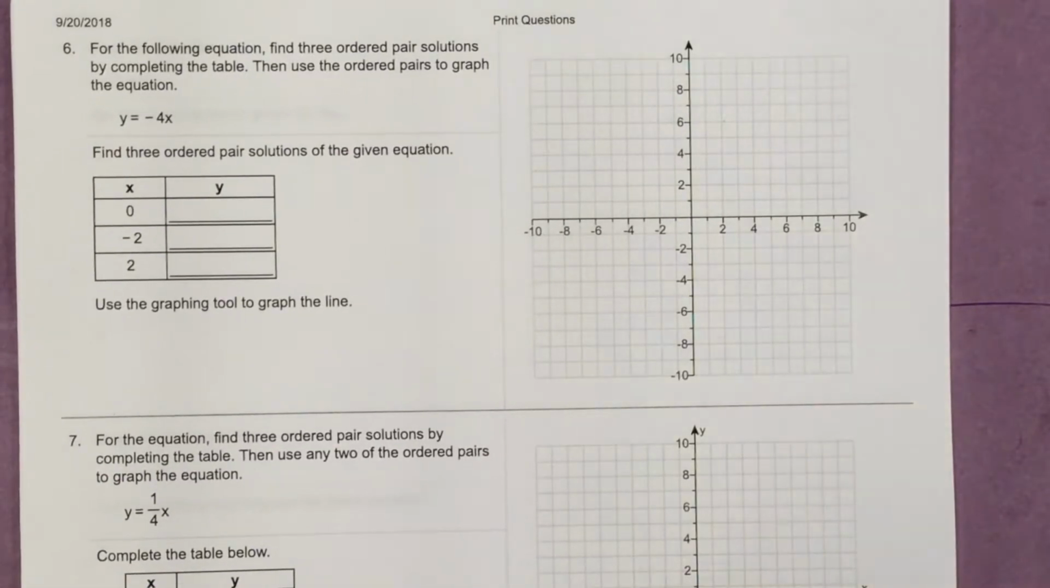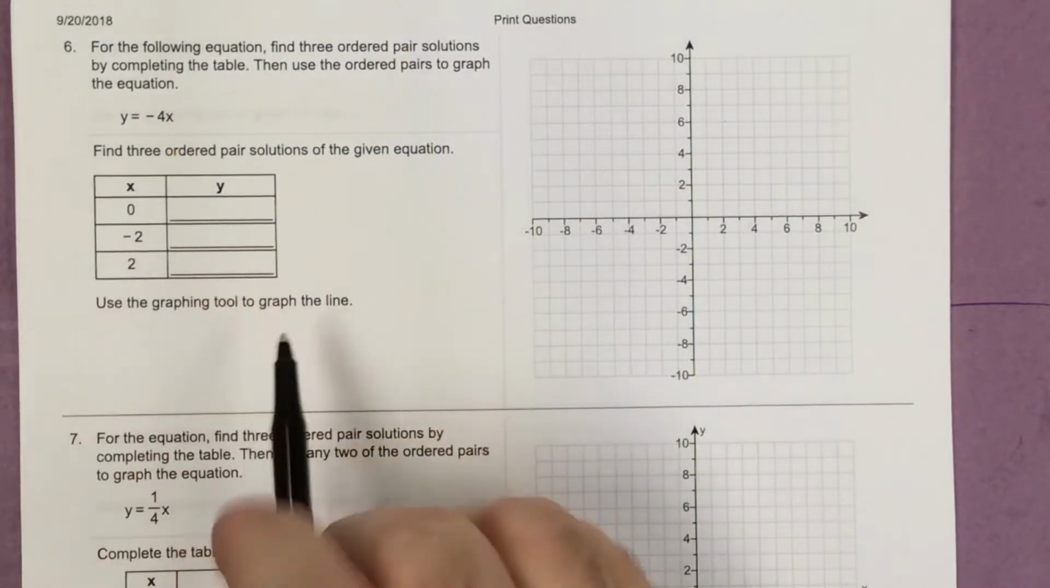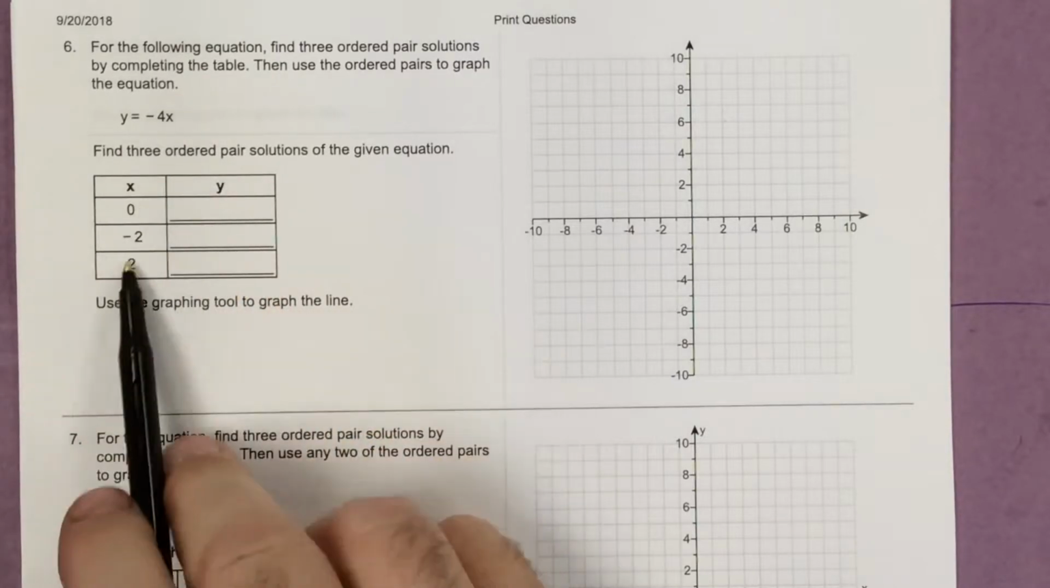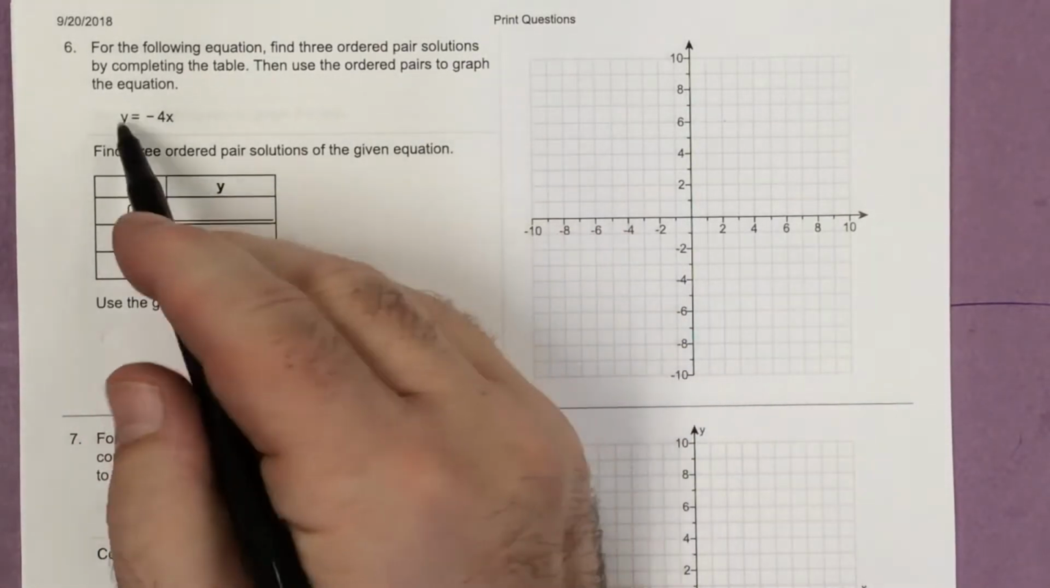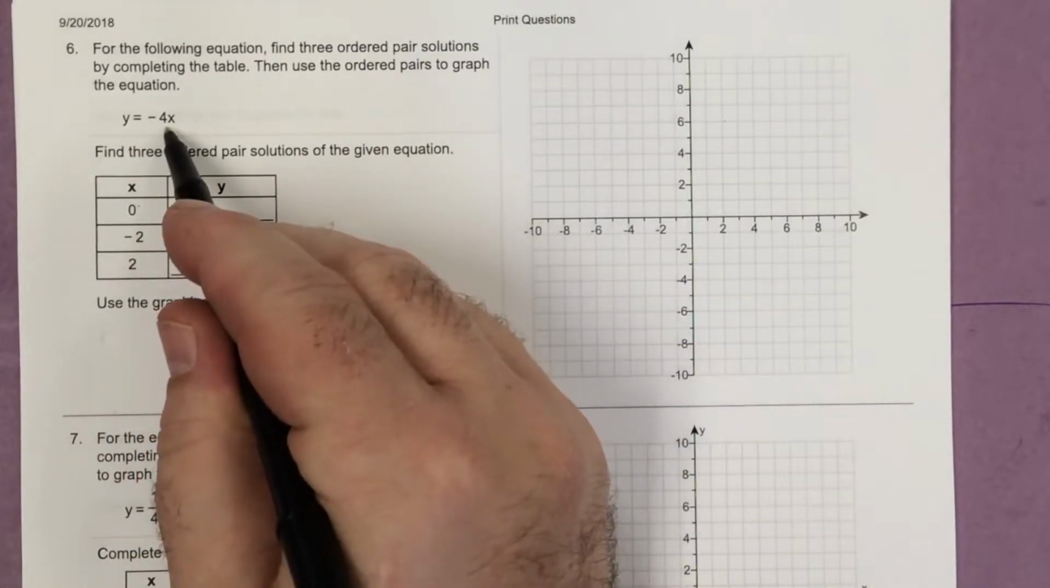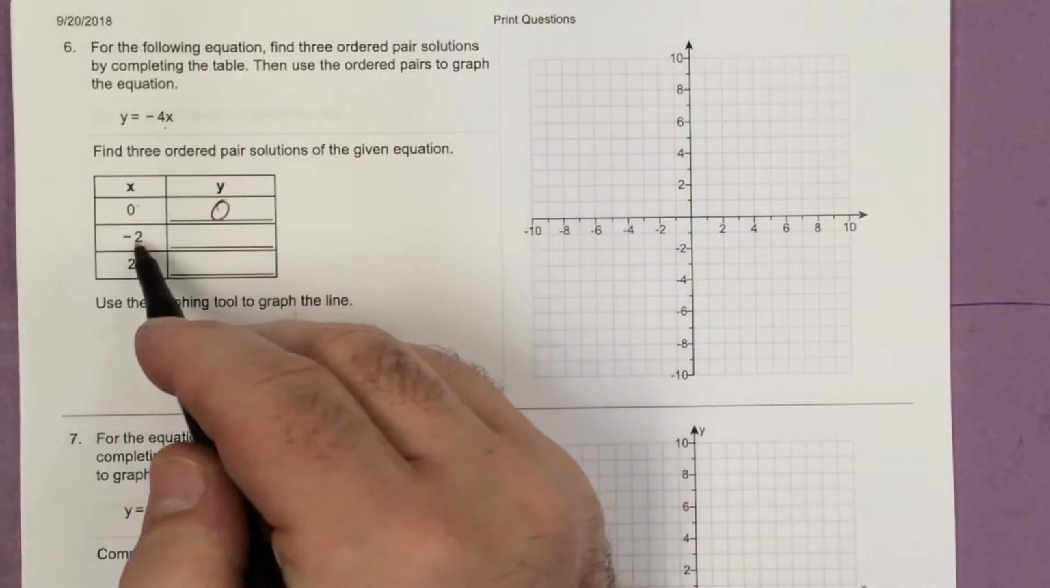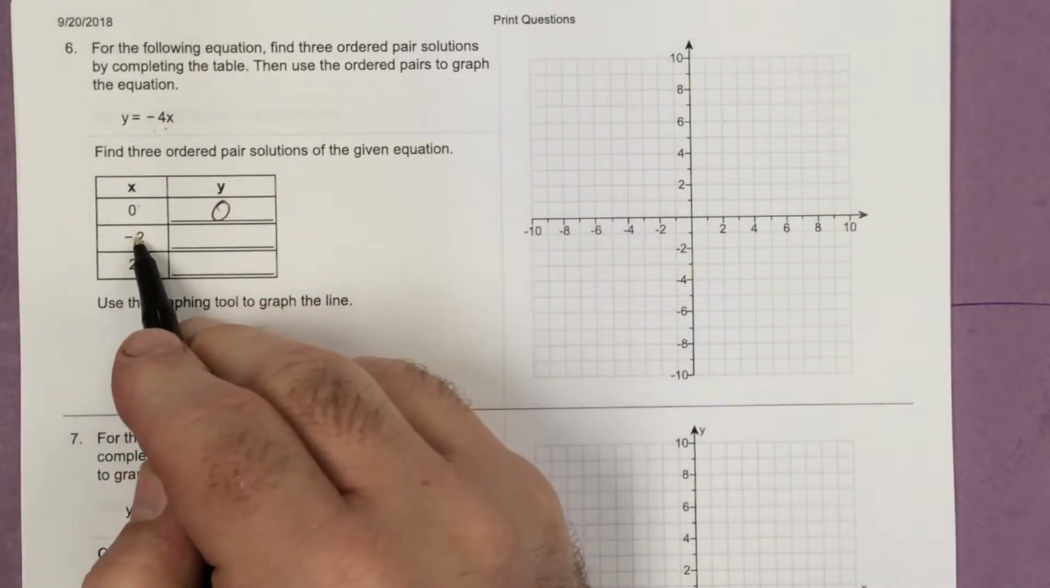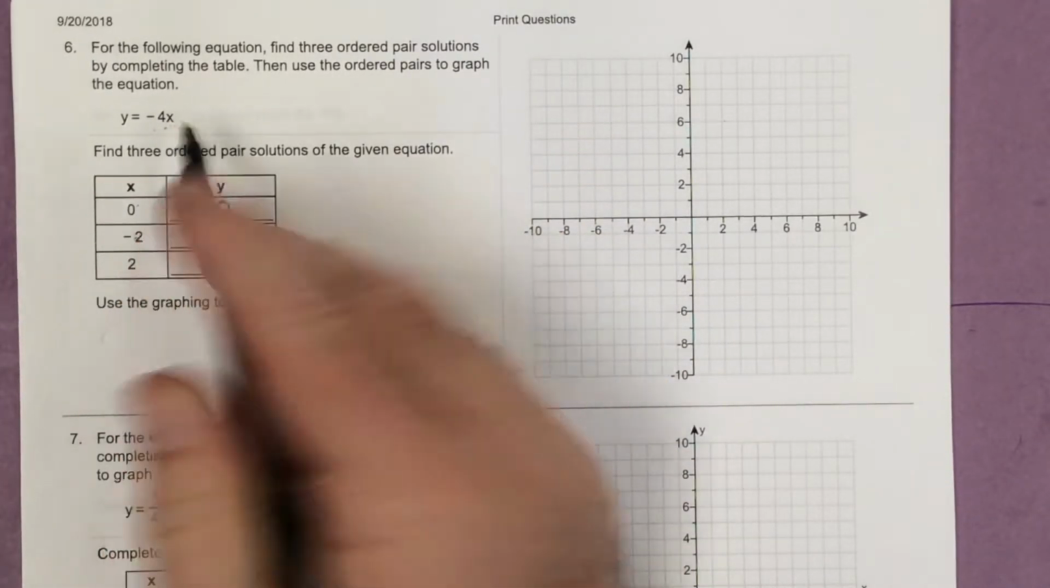Okay, let's go ahead and take a look at number 6. So we're given the equation y equals negative 4x. So I'm going to plug these values in for x and find my y. So negative 4 times 0 is 0, so y will equal 0. Negative 4 times negative 2 will be positive 8.